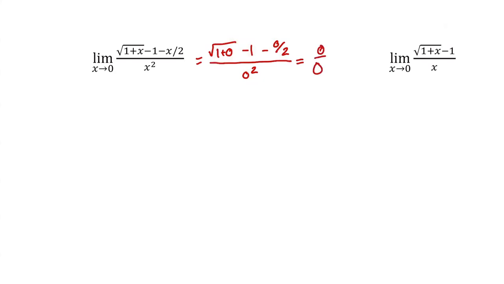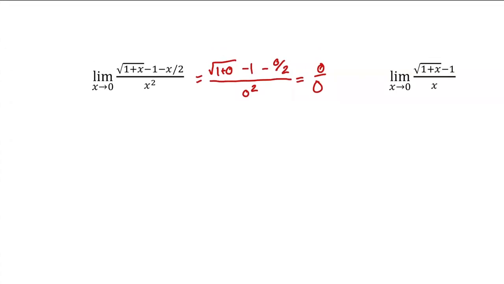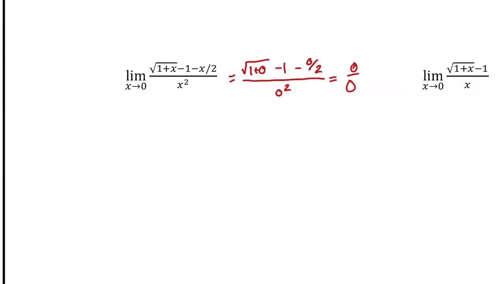And sometimes it is a little bit overwhelming to look at this all at once. So do what you need to do to make sure that you do the calculus correct. You may just want to rewrite this as (1 plus x) to the 1/2 minus 1 minus x over 2 off to the side, just to think, okay, how do I take the derivative of that?